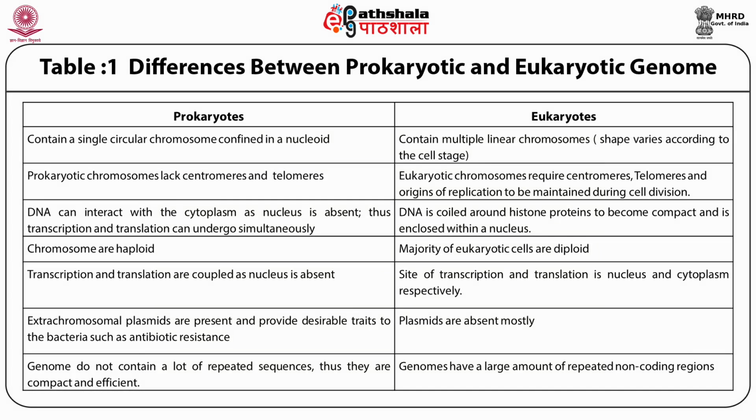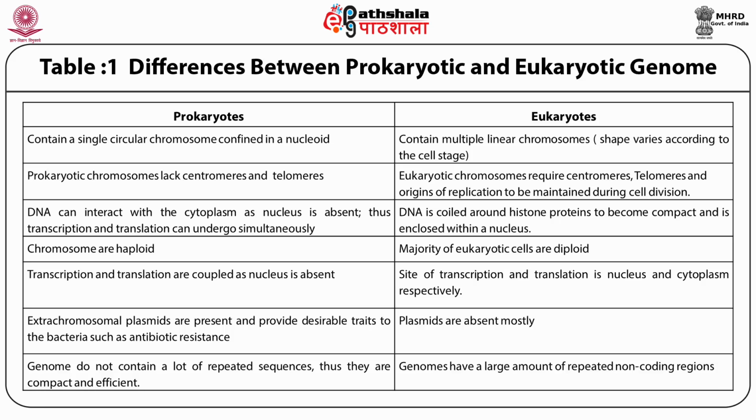Differences between prokaryotic and eukaryotic genome. Prokaryotes contain a single circular chromosome confined in a nucleoid. Eukaryotes contain multiple linear chromosomes and the shape varies according to the cell stage. Prokaryotic chromosomes lack centromeres and telomeres. Eukaryotic chromosomes require centromeres, telomeres, and origin of replication to be maintained during cell division. Prokaryotic DNA can interact with the cytoplasm as nucleus is absent, thus transcription and translation can undergo simultaneously.